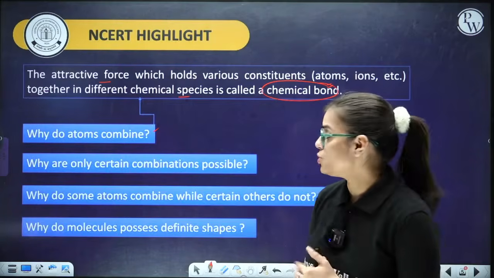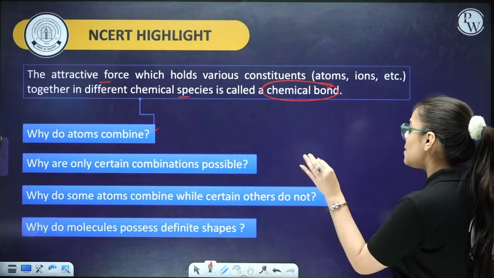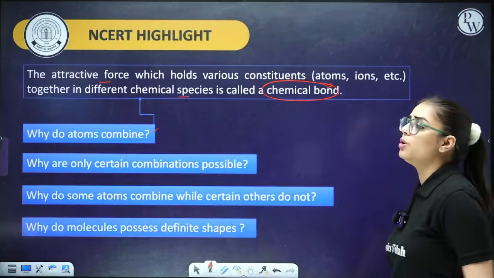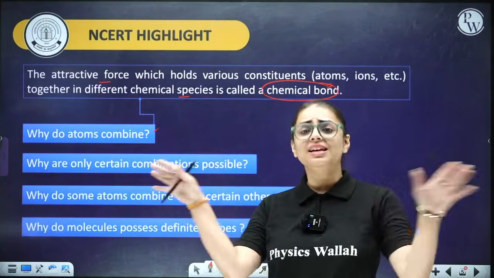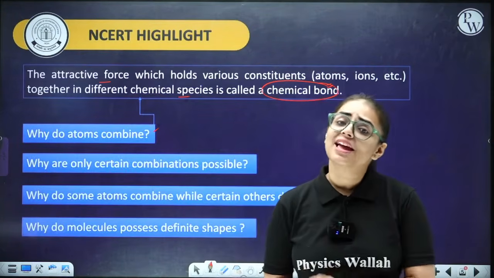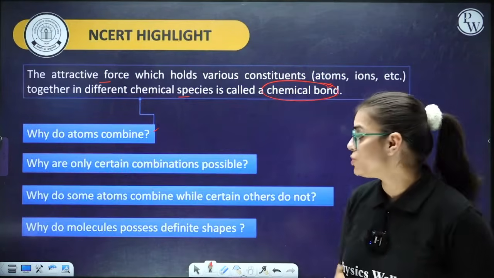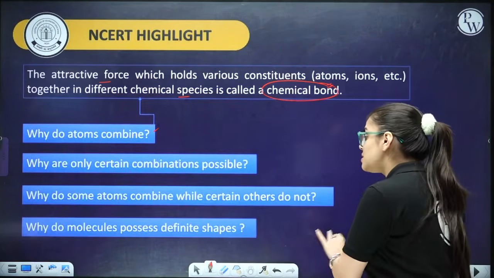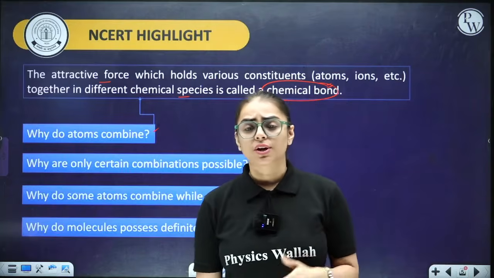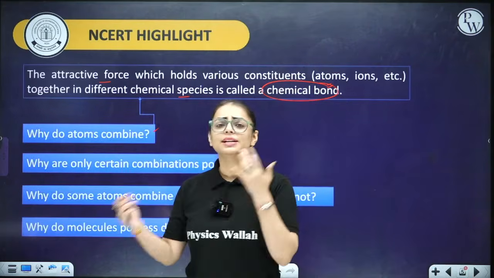Next question that comes to your mind is, why do some atoms combine while certain others don't? What is the reason? Why not all the elements? Another question comes to your mind, why do molecules possess a definite shape? What is the reason? Why do we calculate hybridization?